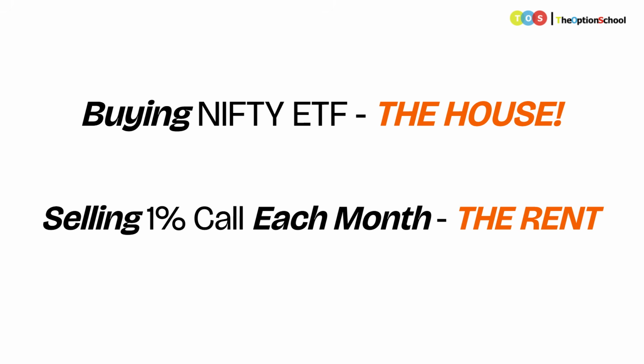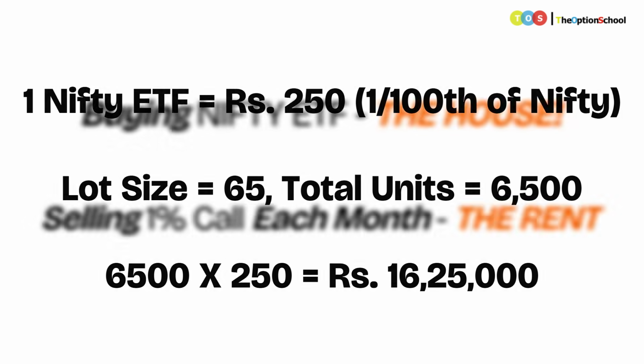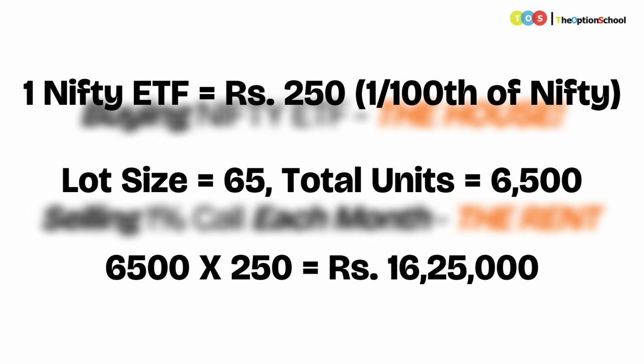So what is the final covered call strategy? You will buy Nifty ETF equivalent to one lot. Nifty ETF equivalent to one lot means now one ETF is costing you around 250 rupees or so. It's 1/100th of Nifty. So you need to buy 6,500 ETFs. That completes your 65 units of one Nifty lot, which will cost you around 16 lakh rupees in today's value.